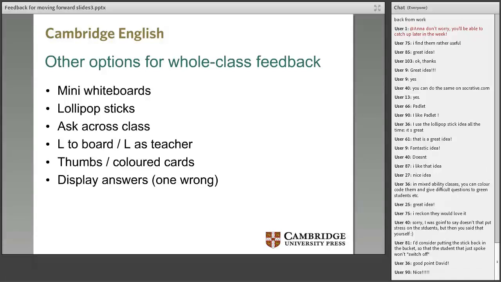Or you could use coloured cards. So they have different colour cards and they have to show the answer with those. And one last way is for the teacher to put up the answers on the whiteboard or on the projector, whatever, but one of them is wrong and they have to say which one is wrong.